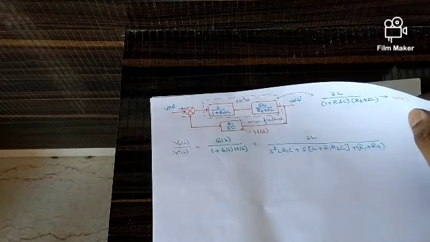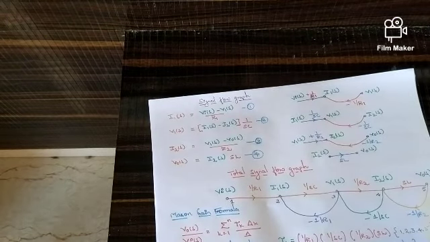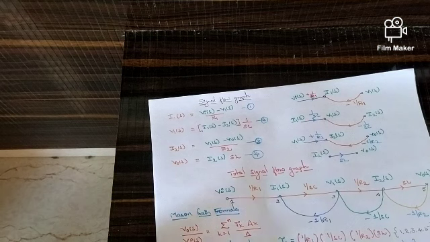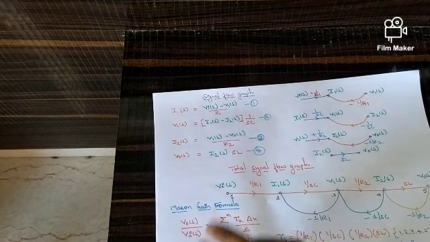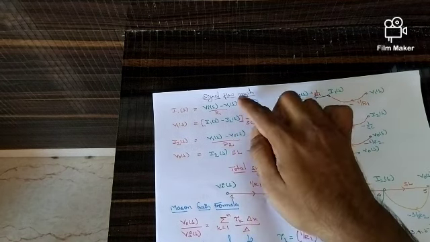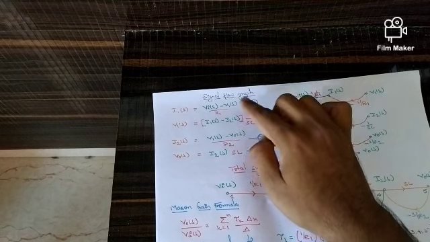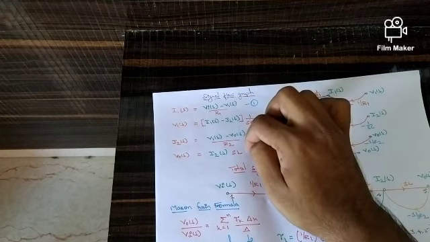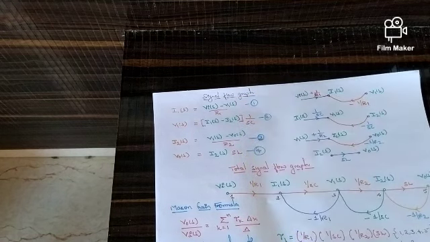We'll go with the second method. The second method is nothing but Mason gain formula. In this, we are considering the same electrical circuit, and we are considering the same electrical equations, the network equations that we got from the circuit.